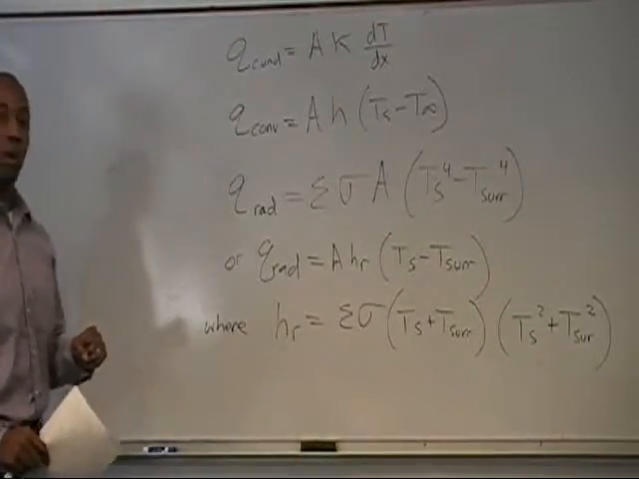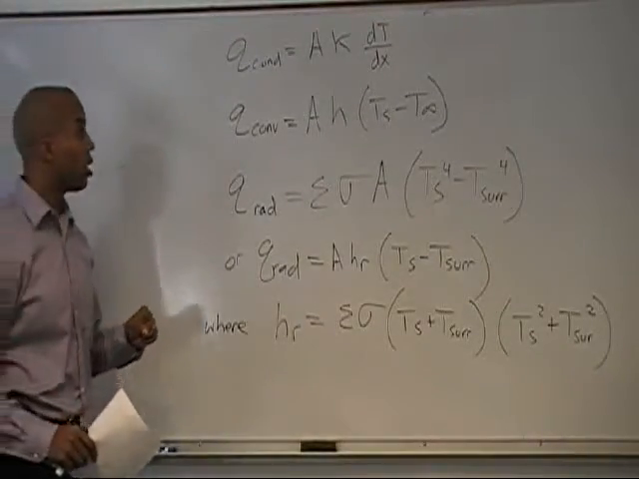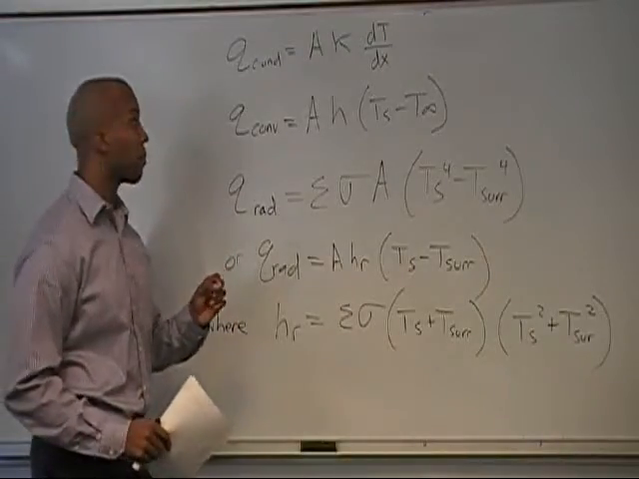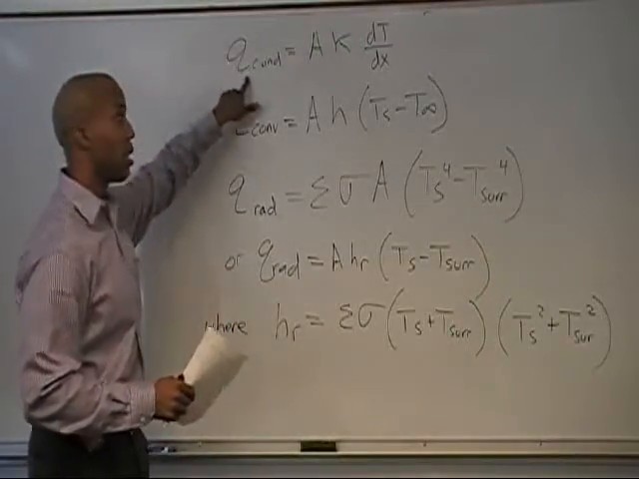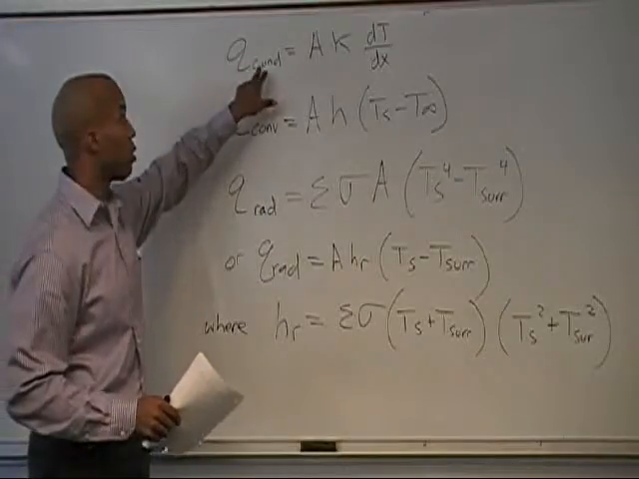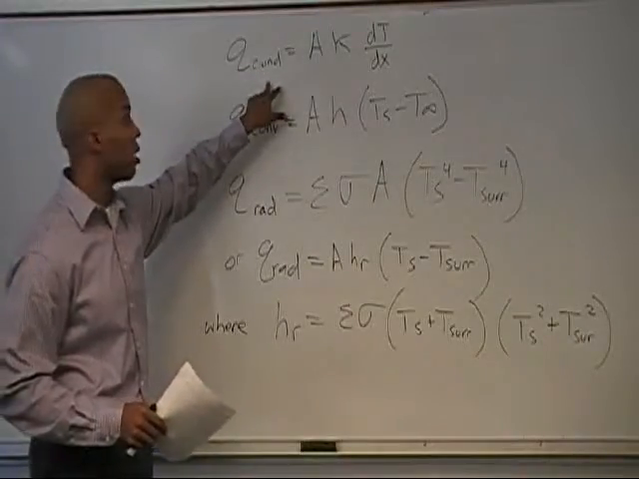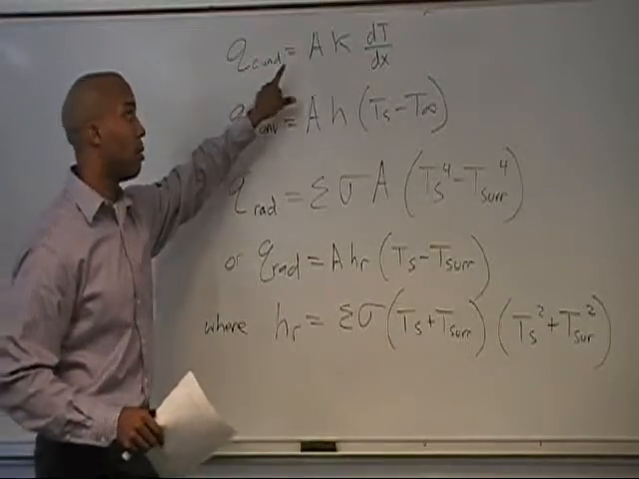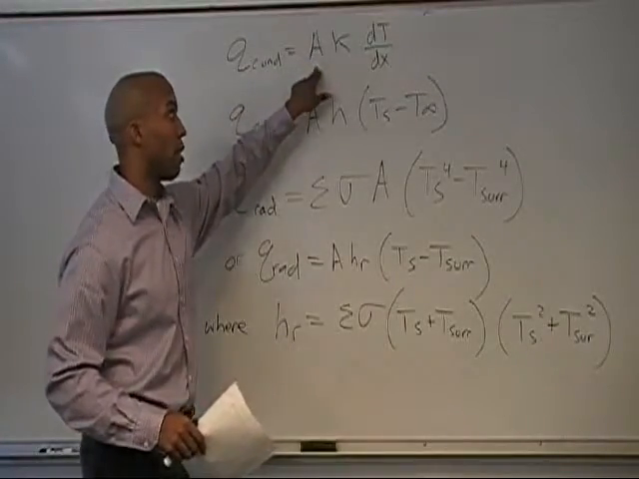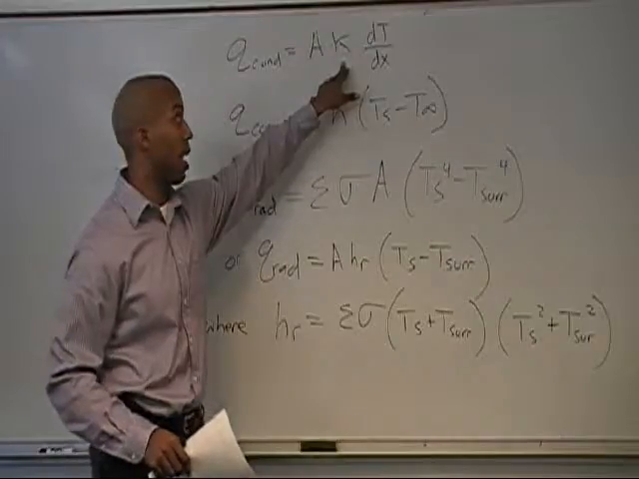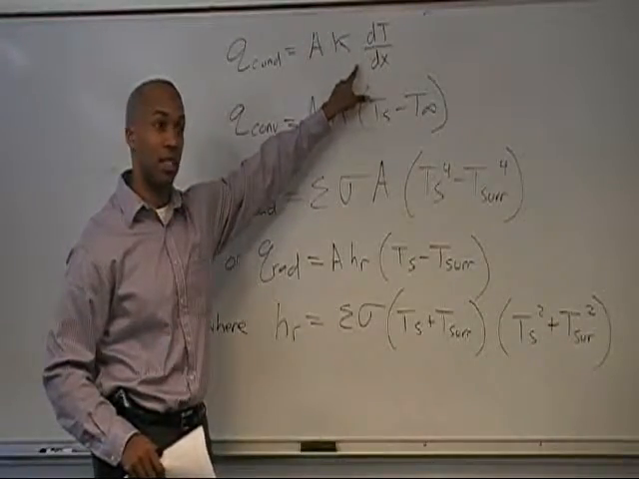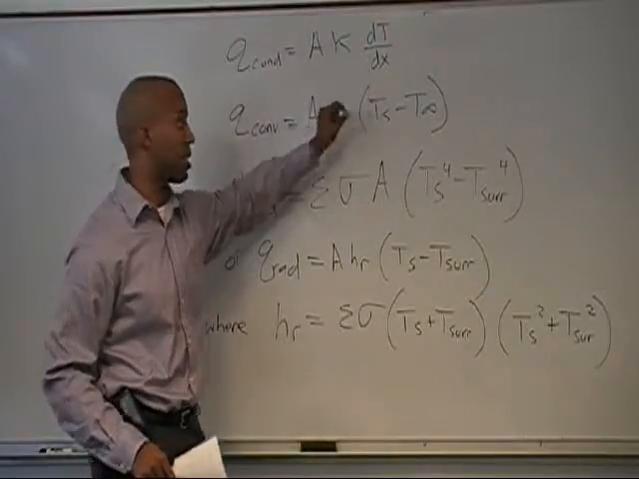So what I have here on the board, just for review, are the three rate equations for heat transfer. First, we have Q conduction. This is the rate, in watts, of heat energy conducted, equal to the area times the thermal conductivity K times the temperature gradient, or the change in temperature with x.